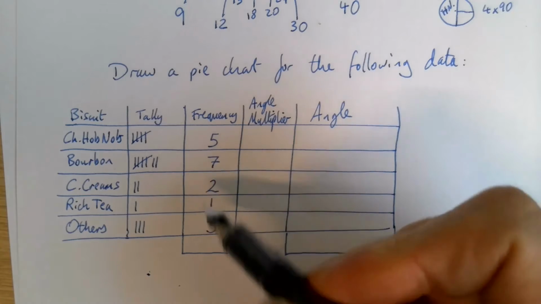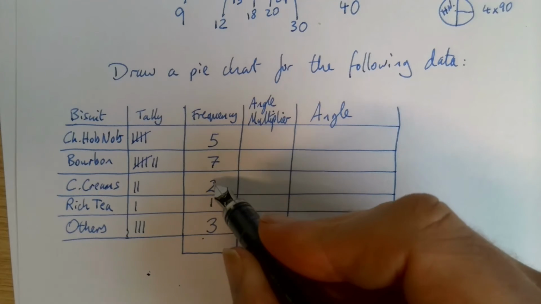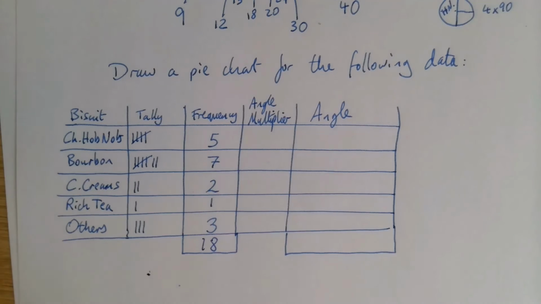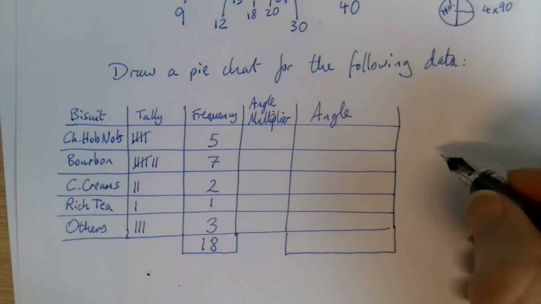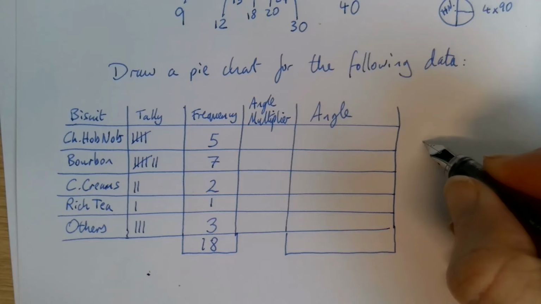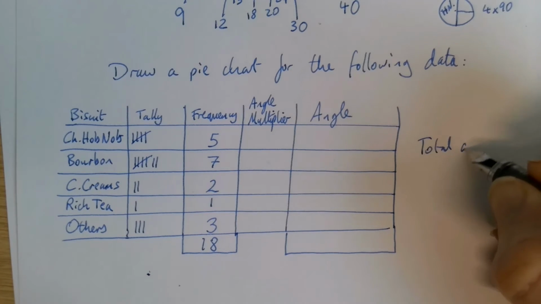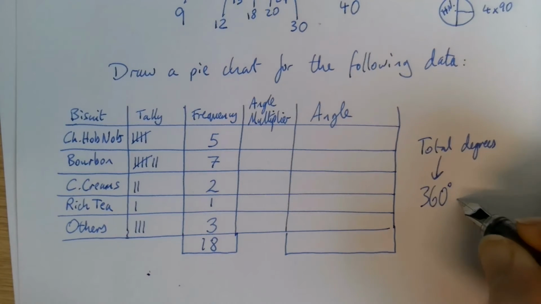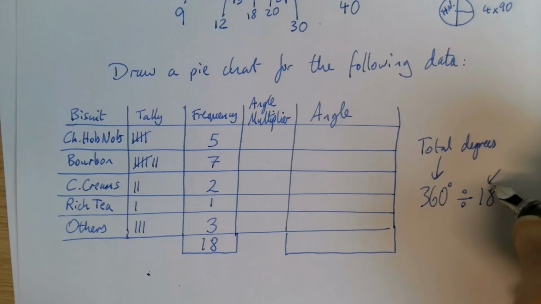So if we add up these, we can work out that 5 plus 7 is 12, 14, 15, 18. We've got 18 people who have been asked what their favourite biscuit is. And we are going to need to divide our circle, which is total degrees 360. We need to divide by how many people, or the total frequency that we are concerned with.